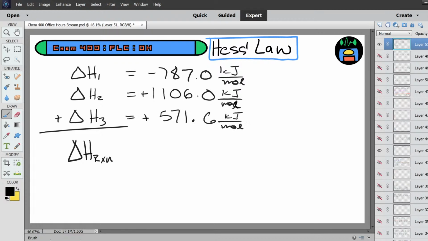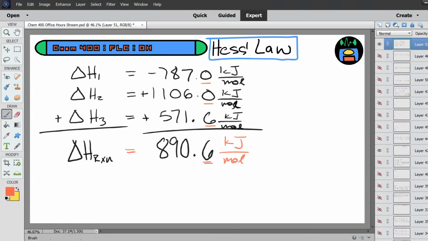And again, I changed the numbers for my calculation. So using the numbers that you gave, your answer would be different. But for the numbers that I was using, we have negative 787.0 plus 1,106.0 plus 571.6 comes out to be 890.6. Sig figs wise, all of these numbers have their last significant digit in the first decimal place. So does our answer, so we don't need to round. And our units are kilojoules per mole.